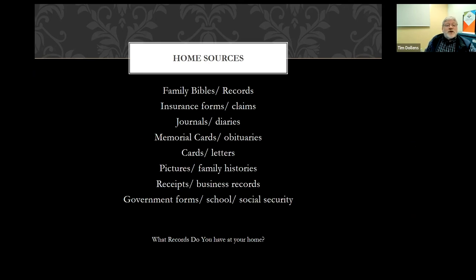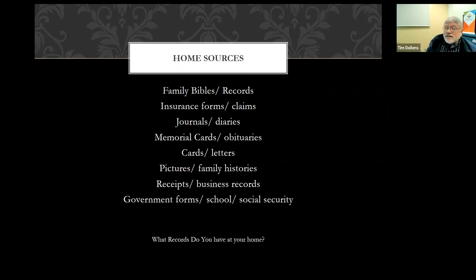So home sources, what do you have at home? Family Bibles, records, insurance forms, claims, journals, diaries, memorial cards, obituaries, birthday cards, thank you cards, letters, pictures, family histories, receipts. Did someone buy something of value that they kept the receipt of, whether it's a refrigerator or the actual house? Business records, what kind of business they had. Government forms they filled out, immunization records, school records, social security, all kinds of records that we fill out that would be in the family home sources. So the question is, what records do you have at your home?